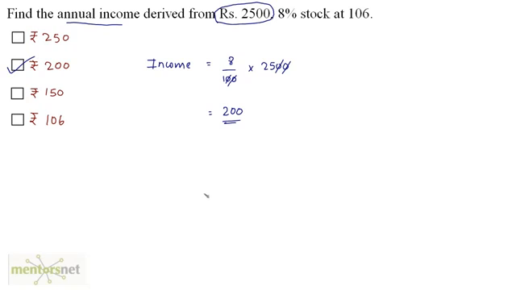Now one thing I want to make clear is that this 8% actually means that you get 8 rupees on 100 rupees, right? So you will get 8 by 100 times 2,500 income on 2,500 rupees. I hope that this is clear.